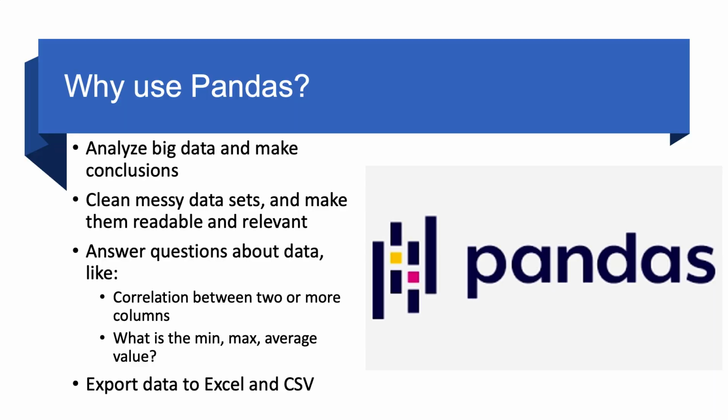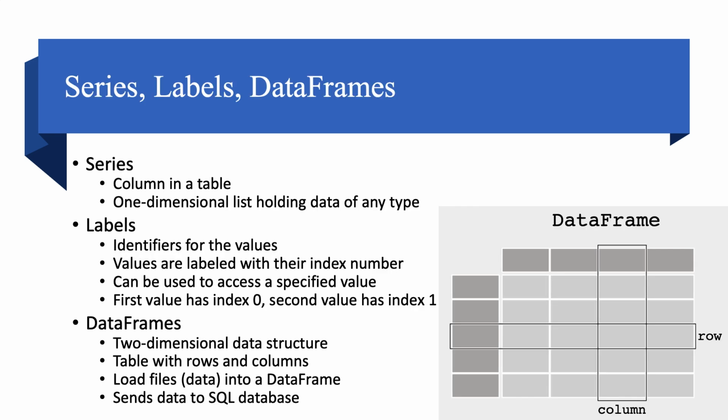Alright, so we use Pandas because it allows us to analyze big data and make conclusions. Pandas can simply clean and organize messy data sets and make them readable and relevant, which is a huge benefit. So we go from raw data to information that we can use in our decision-making process. For example, Pandas can help us to find correlation between two or more columns of data. And we can also quickly find statistical information like the average values, standard deviation, or the min and max of different data sets.